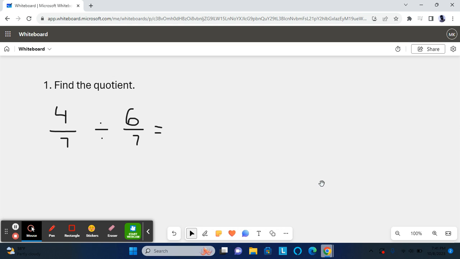Hello everyone, this is Moonlight Learning Academy, and today we are going to be reviewing how to divide fractions.